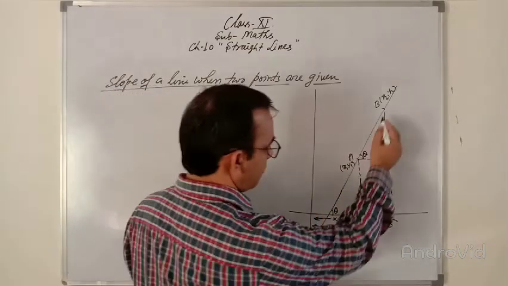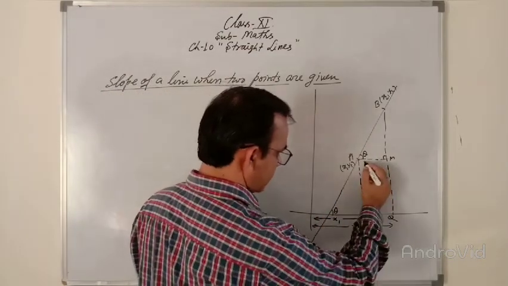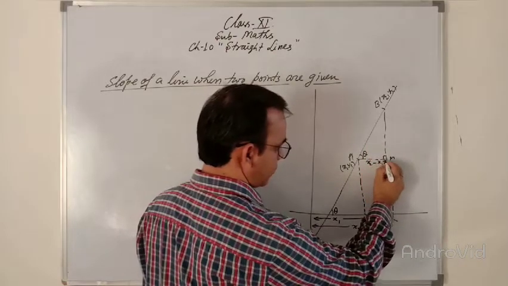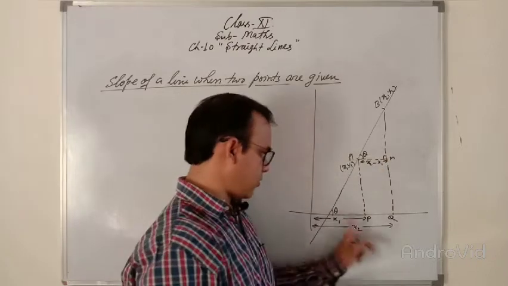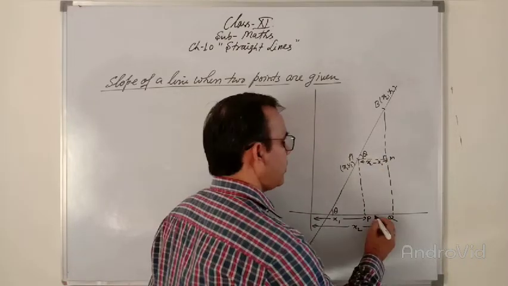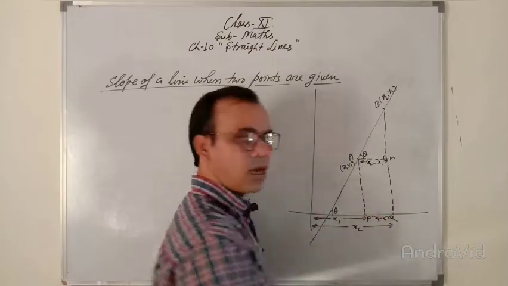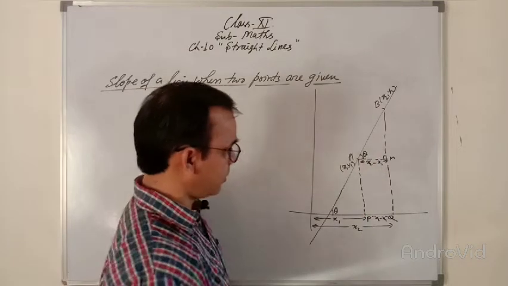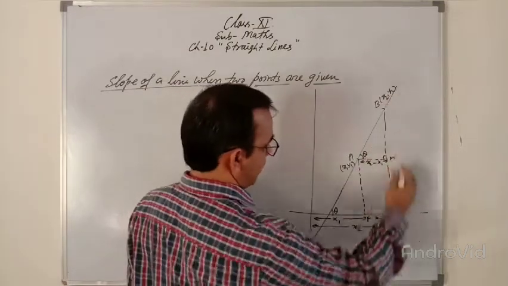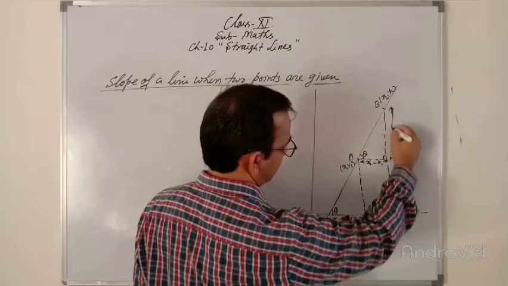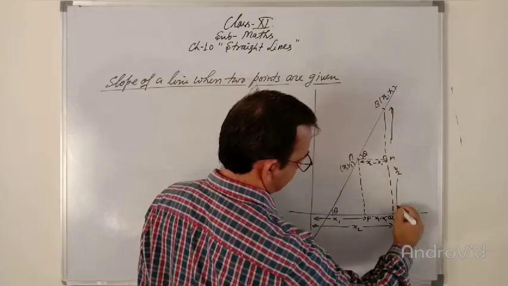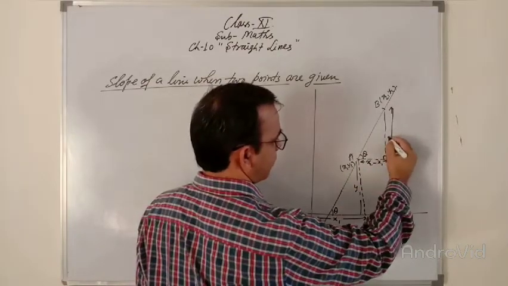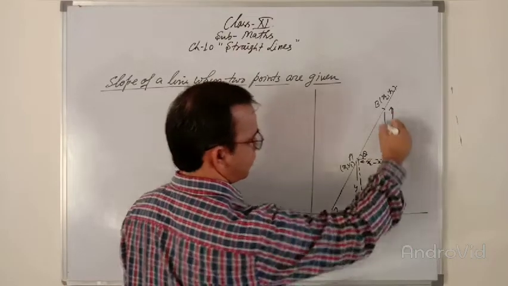Now in this triangle ABM, this distance, that is the base of this right triangle, will be x2 minus x1, because this distance is x2, this distance is x1, so PQ will be x2 minus x1. So this way we will have AM as x2 minus x1. Now the same way, this height in total is y2, and this height is y1. So what would be the length of BM? y2 minus y1 will be the length of BM.